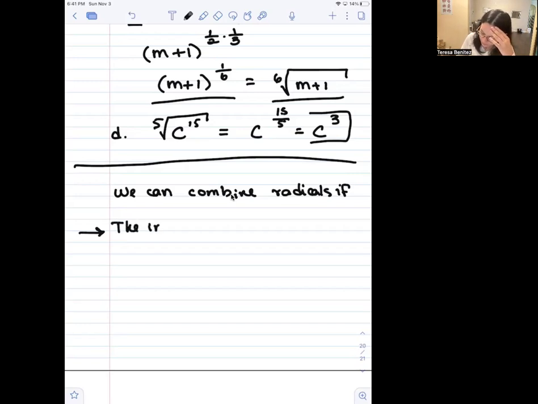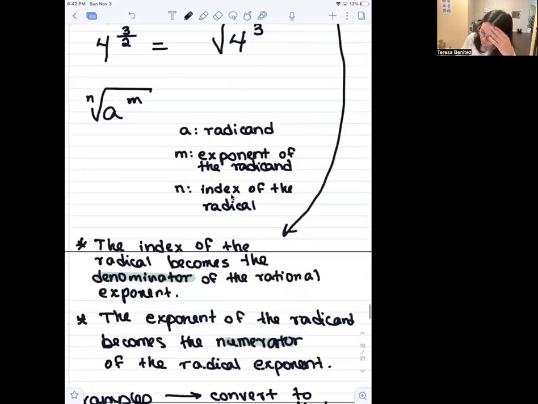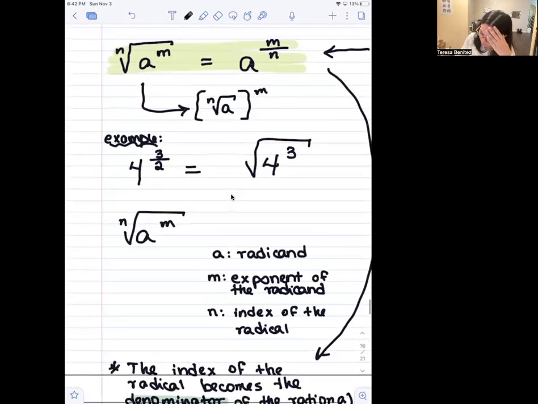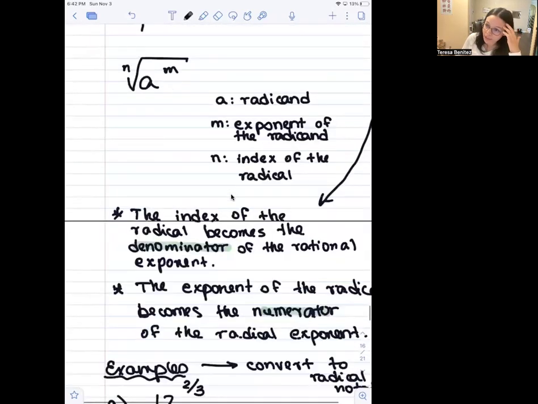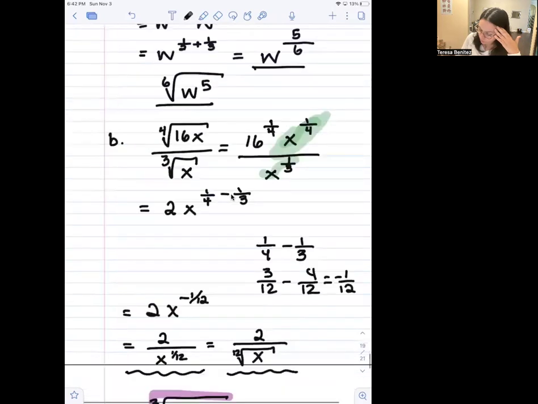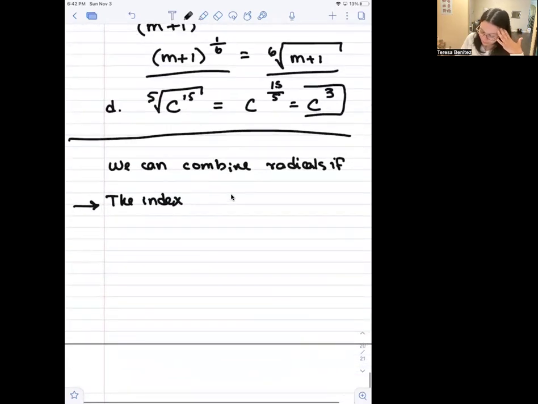So the index. Index was n out here. So for square root, for example, that will be 2, okay? So the index must be the same.